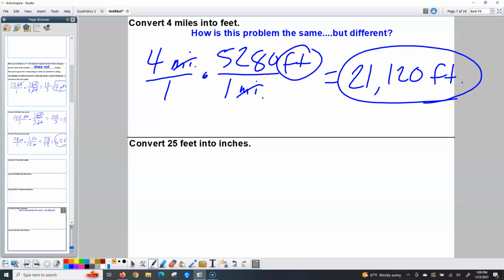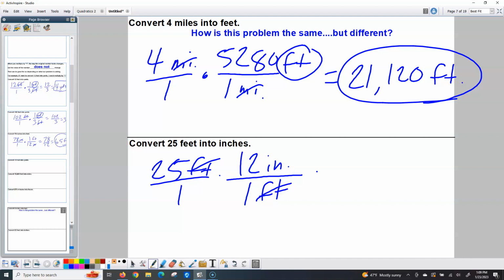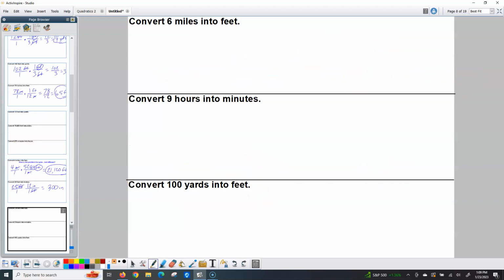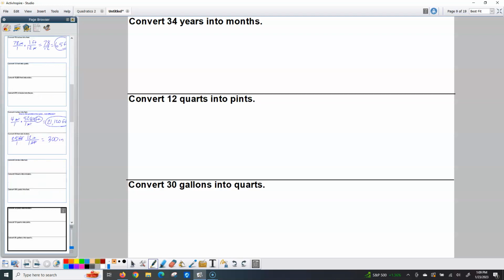If I'm converting 25 feet to inches, I've got 25 feet. And I know that 12 inches is 1 foot. I need feet on the bottom so that those will cancel out. And 12 inches up top. 12 times 25 would give us 300 inches. Same kind of stuff there.